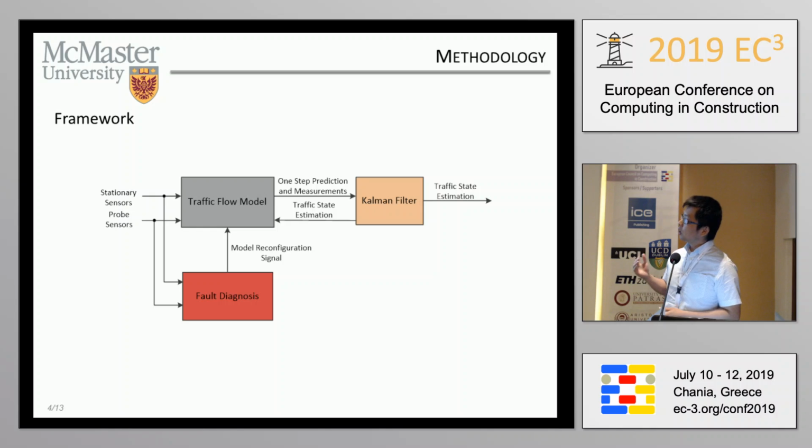The system considers the connected vehicles as probe sensors. They have the ability to transmit the speed and also their position or locations. Also, the measurements from stationary sensors and probe sensors are sent to a fault diagnosis component. This component can detect the sensor fault and also send a model reconfiguration signal to reconfigure the traffic flow model in case of sensor fault.